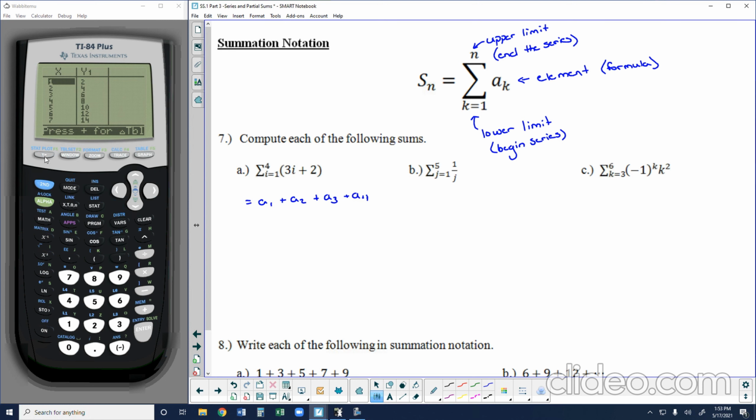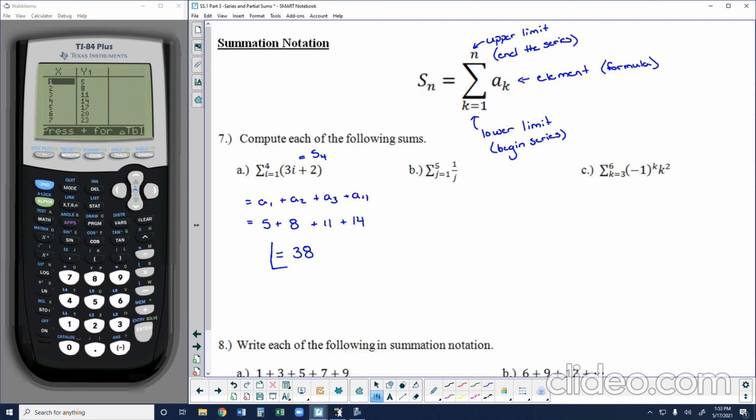Again, we can use the calculator here to help us find these terms. Let's put x in instead of i. The first term here would be 5. The second term would be 8. The third term would be 11. And the fourth term would be 14. So 5 plus 8 gives us 13, plus 11 is 24, plus 14 is 38. So this would be the same as S sub 4.